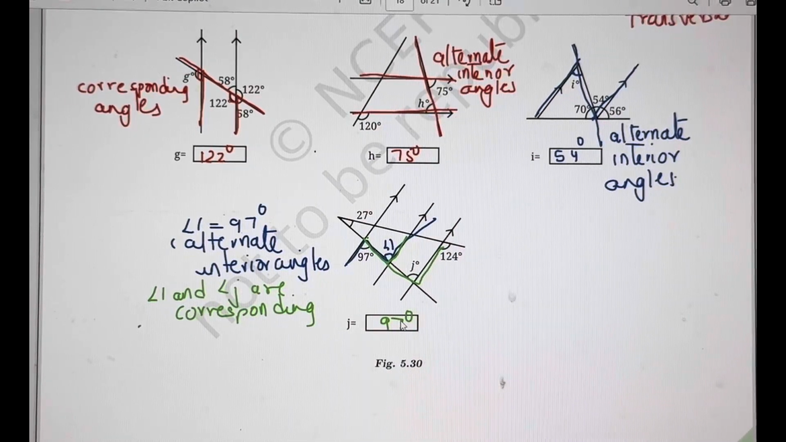So there are further questions in this figure it out exercise, which we will cover in the next video. Thank you.